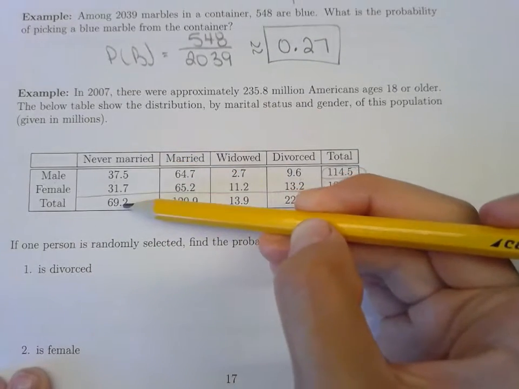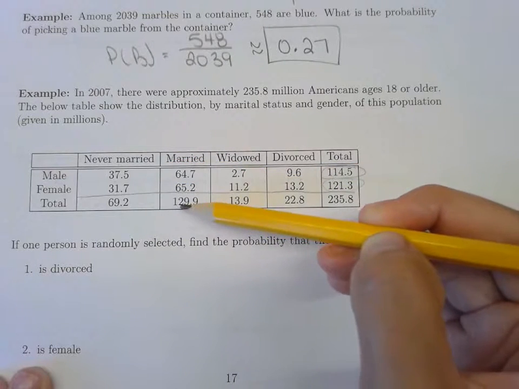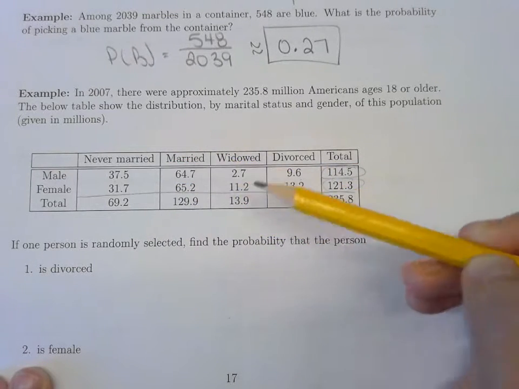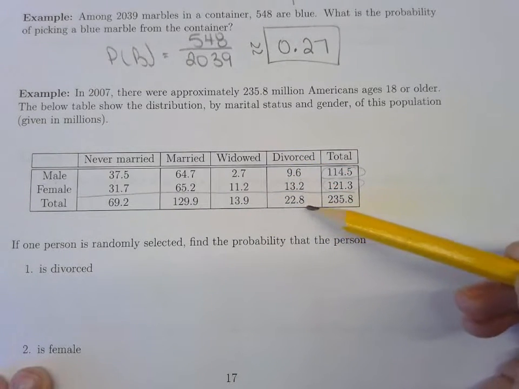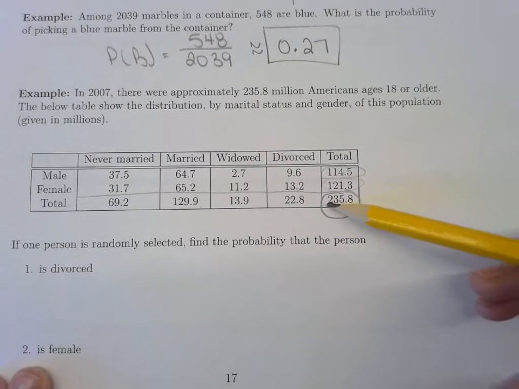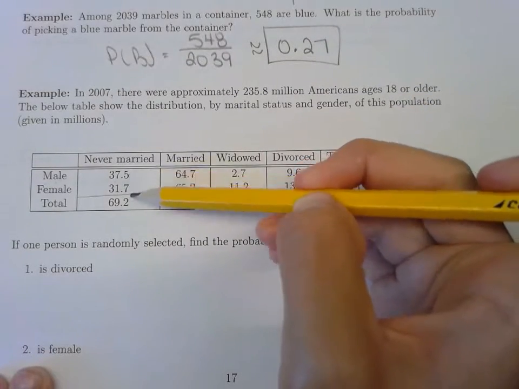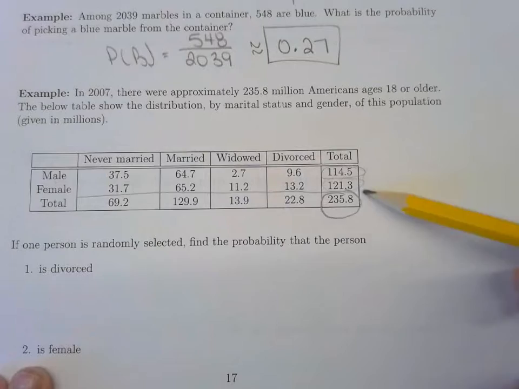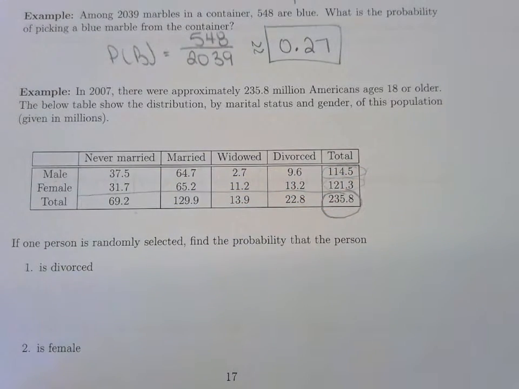So there are 69.2 million Americans never married, 129.9 million married, 13.9 million widowed, 22.8 million divorced, and then the total Americans we have is 235.8. This is Americans ages 18 or older. Okay, if you check, these should add up. If you add those two, you get this one. Add those two, you get this one.